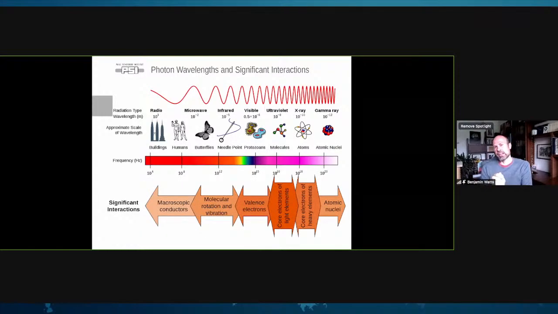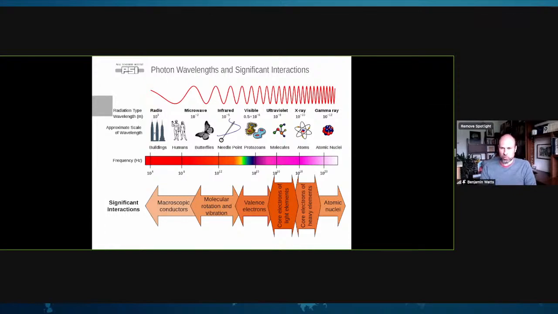So generally, there's a whole spectrum of photons that we can use, from radio waves through microwaves, infrared, visible, through ultraviolet, and then the X-rays and even gamma rays. And the only difference between them is the wavelength of that type of radiation.